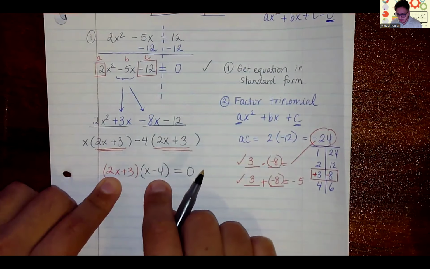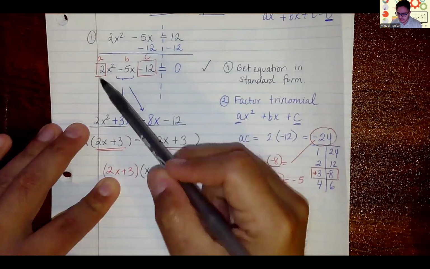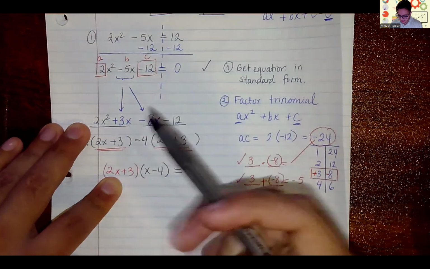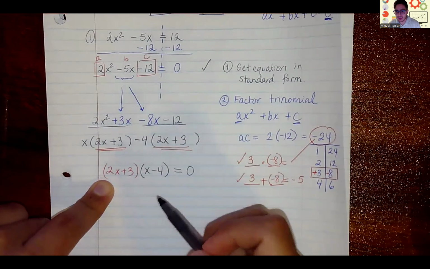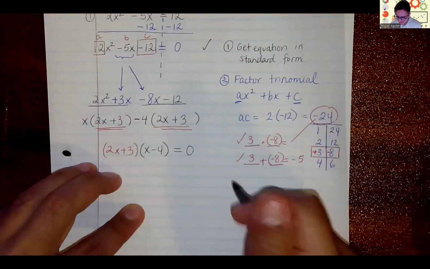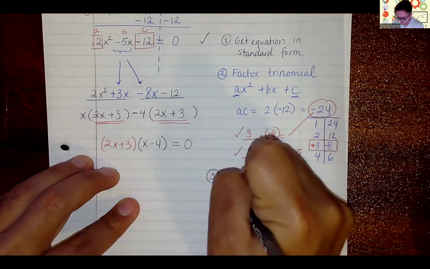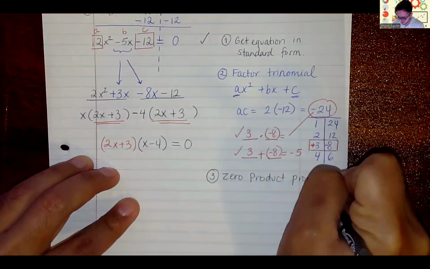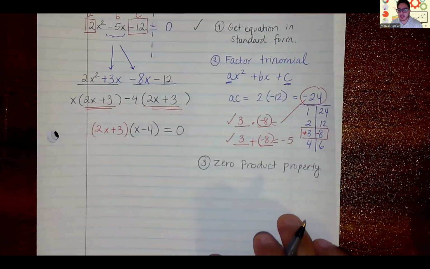Okay, so this part should have been a review, right? We get our quadratic trinomial in standard form, then we apply the AC method, factoring by grouping, and we factor that quadratic equation, okay? Now, the reason why we're doing this, and the reason why factoring is so useful for solving certain kinds of equations, is because we can now apply something called the zero product property. Zero product property.